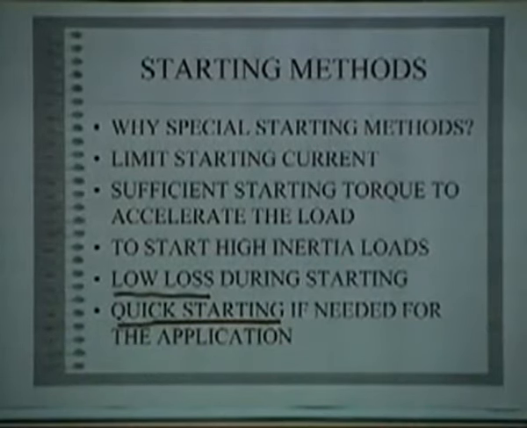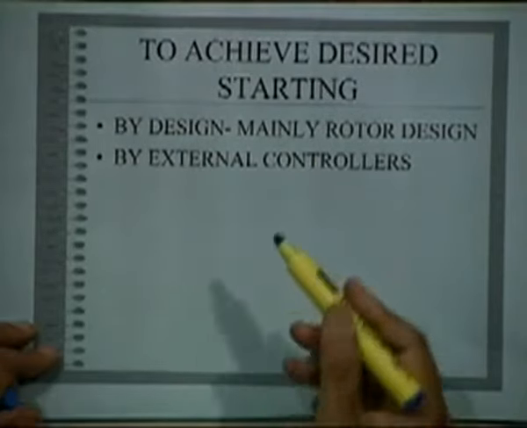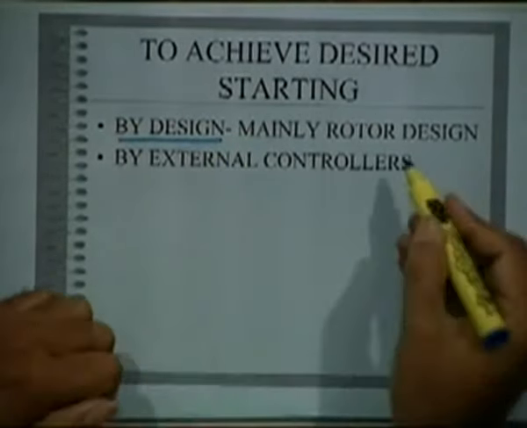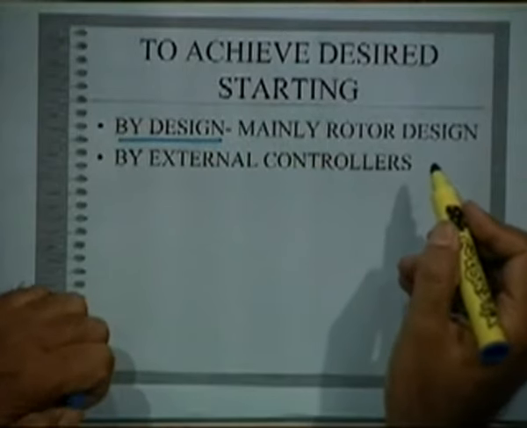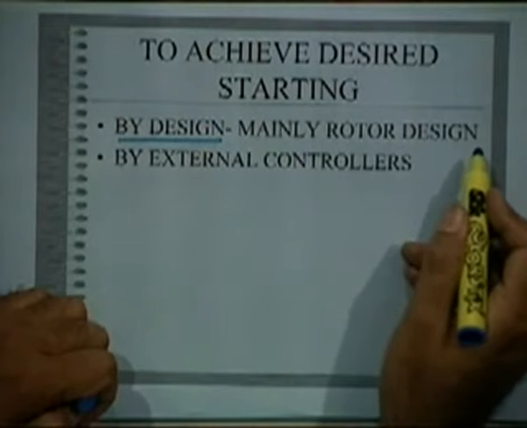So these are the factors where you have to look at the starting. So these are our requirements, but how to achieve that? To achieve a desired starting, what do we do to get a good starting? We normally follow two methods. One method is by design. We have observed that rotor design is critical for starting performance. So you have a proper design of the rotor in both slip ring and squirrel cage.